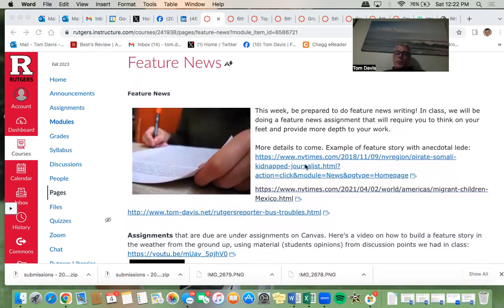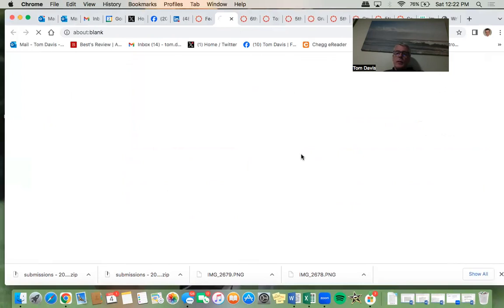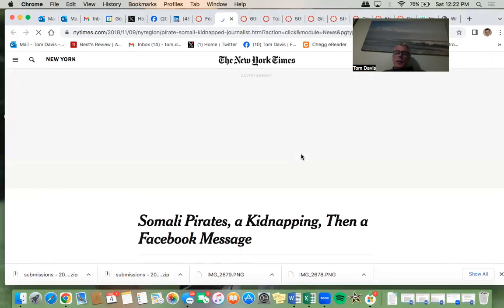let me show you other examples of a feature story. This is the New York Times. It's funny, because of the smaller staffs of traditional newspapers, you're not seeing as many feature stories as you used to. Now they're just kind of, dare I say, like Twitter.